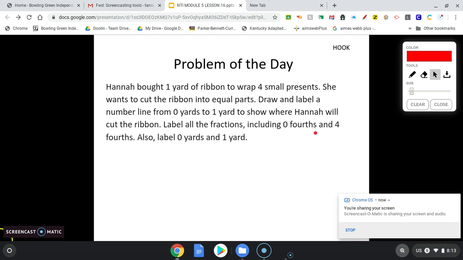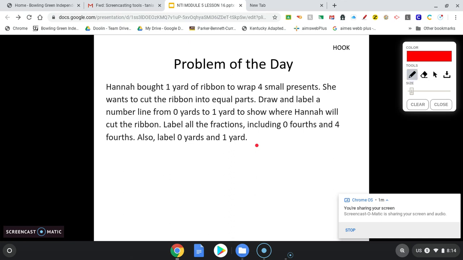Everyone ready, read. Hannah bought 1 yard of ribbon to wrap 4 small presents. She wants to cut the ribbon into equal parts. Draw and label a number line from 0 yards to 1 yard to show where Hannah will cut the ribbon. Label all the fractions including 0/4 and 4/4. Also label 0 yards and 1 yard.